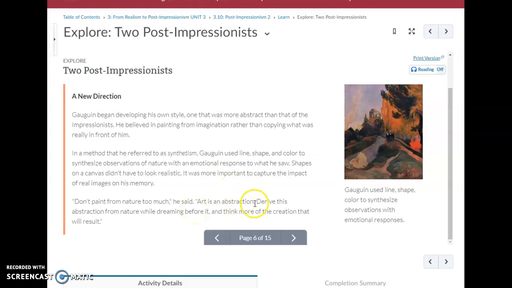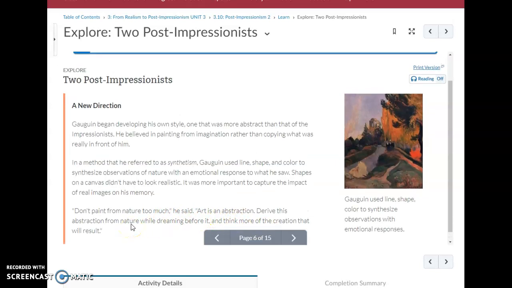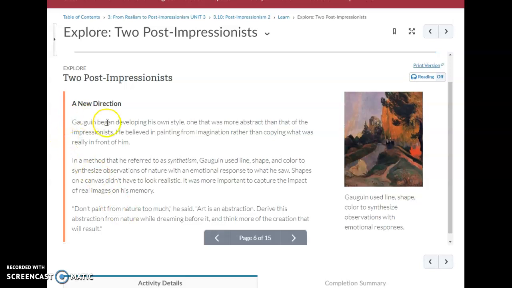"Art is an abstraction. Derive this abstraction from nature while dreaming before it, and think more of the creation that will result." So he starts developing his own style. He's moving away from the Impressionists. He likes things that are more abstract, meaning less realistic. He believed in painting from his imagination rather than just painting what he sees in front of him. So he's not trying to show you what the world really looks like. He's trying to show you sort of what the world looks like plus his emotional response to it.